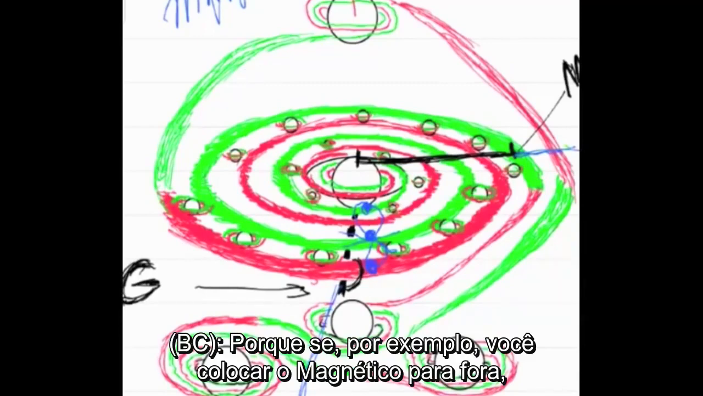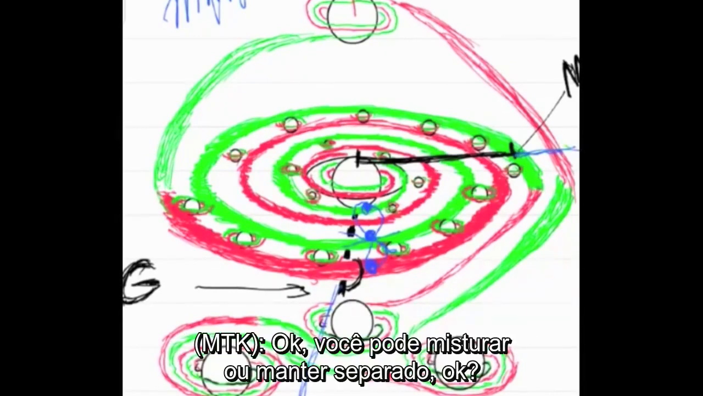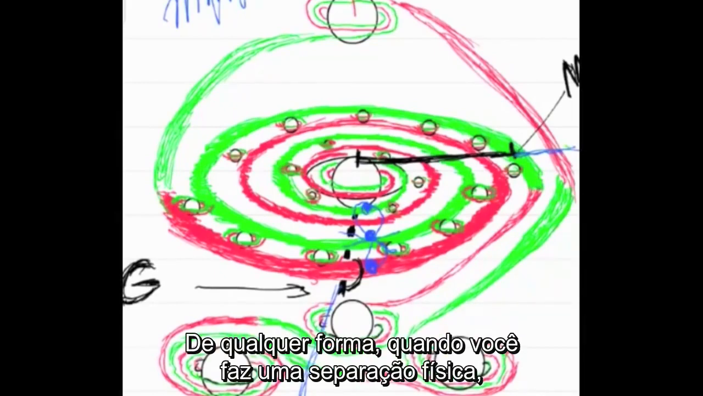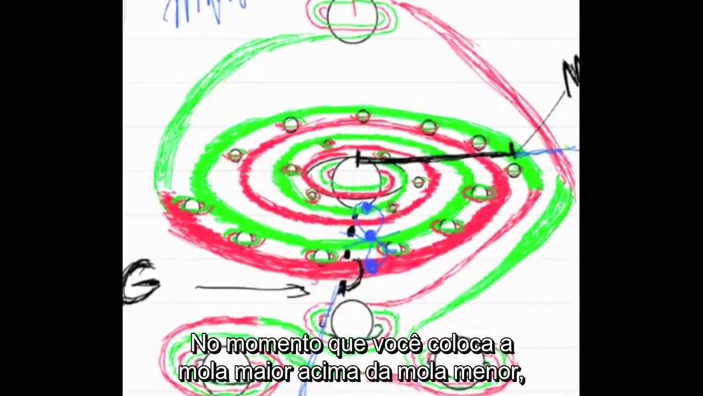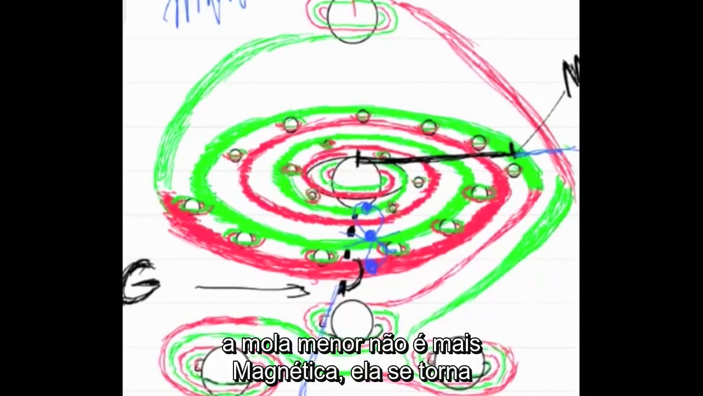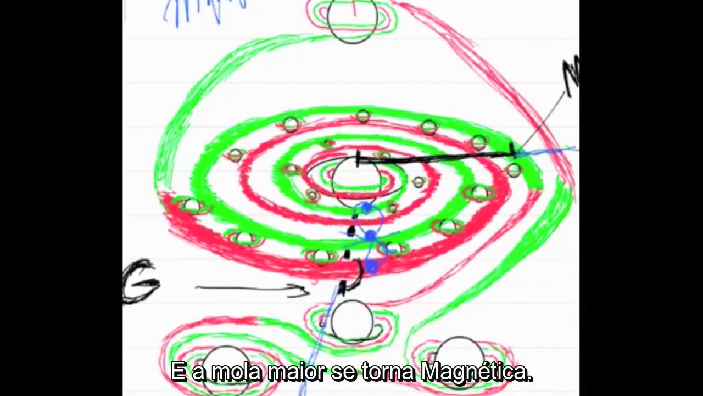Because I don't want, for example, if you get the magnetical out, it will go inside another one. Okay, you can mix it, you can keep it separate. Either way, when you do a physical separation, it's a different way. When you are up to the point of the small one, you are magnetical. The minute you put the bigger spring over the smallest spring, the smallest spring is not magnetical anymore, it becomes gravitational in respect to the bigger spring. And the bigger spring becomes magnetical. You understand? Yes, I understand.